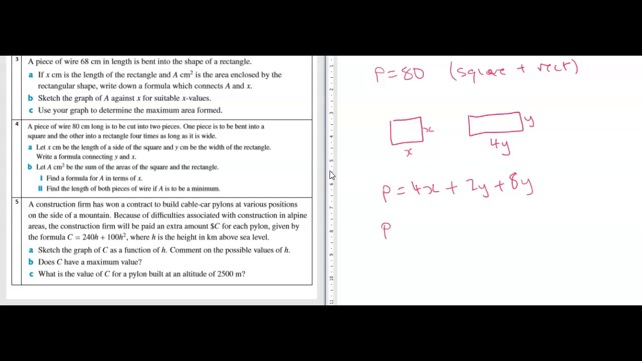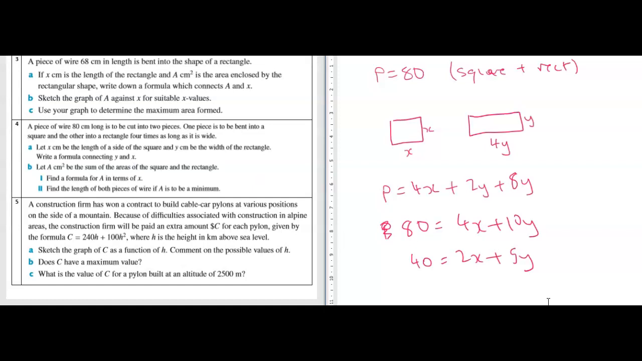Perimeter is 80. So just 4x plus 10y. And if I take the common factor of 2, I can do 40 equals 2x plus 5y.